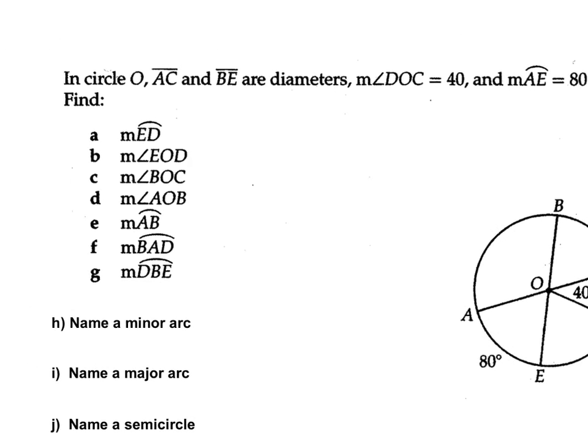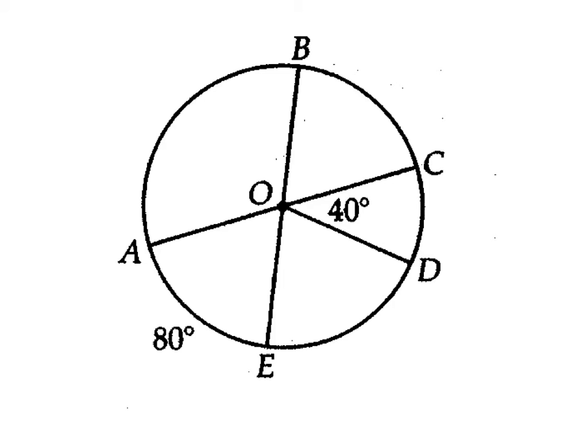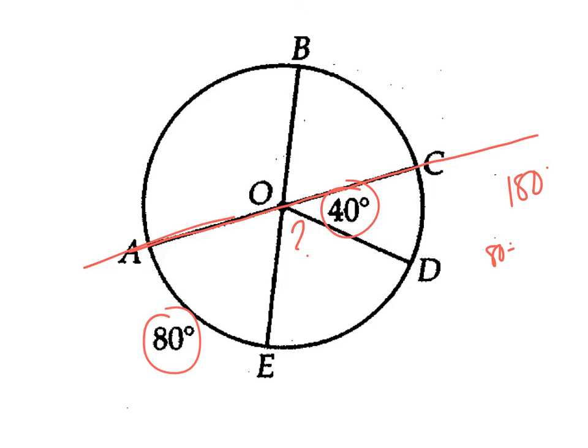So here's the thing. I know AC is a diameter based off the description in the question. So when I have a diameter, it's going to make 180 degrees. So I know this plus this plus this should be equal to 180. So 80 plus 40 is 120. 180 minus 120 is 60. So what I know is that the measure of arc ED is 60 degrees.